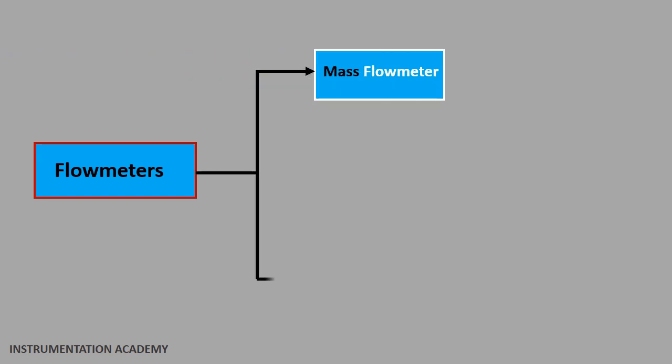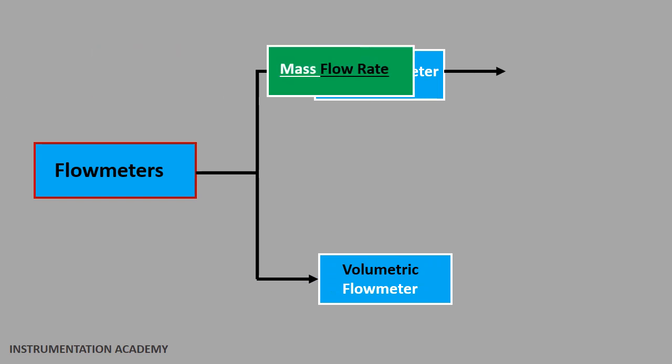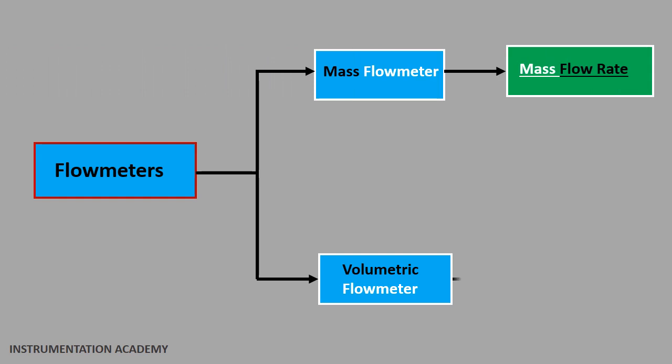There are mainly two types of flow meters which are widely used in industries. They are mass flow meter and volumetric flow meter. From the name itself, we can understand that mass flow meter measures mass flow rate and volumetric flow meter measures volumetric flow rate.